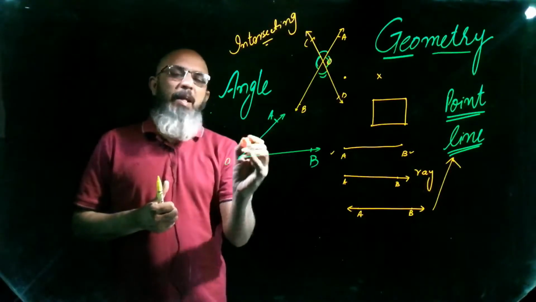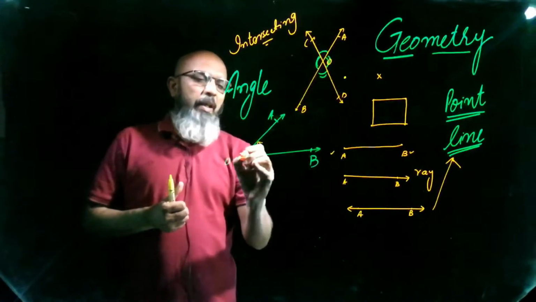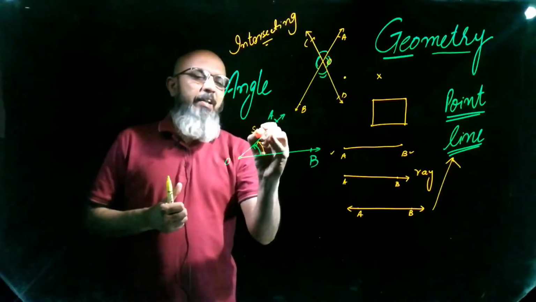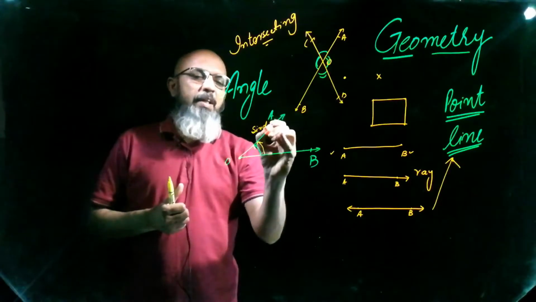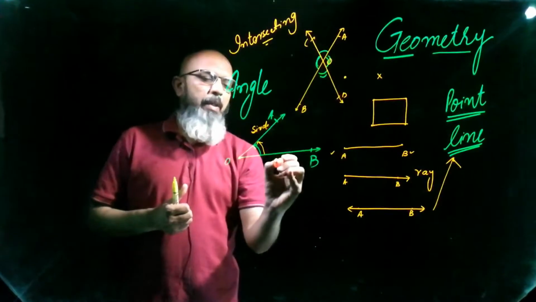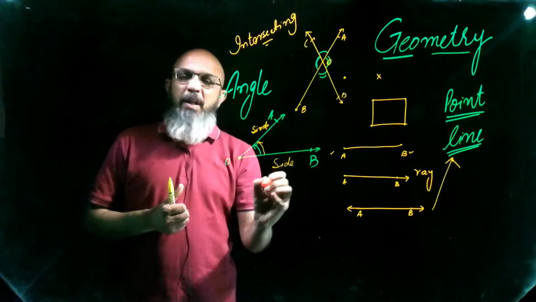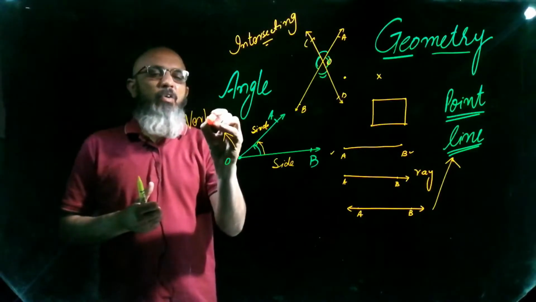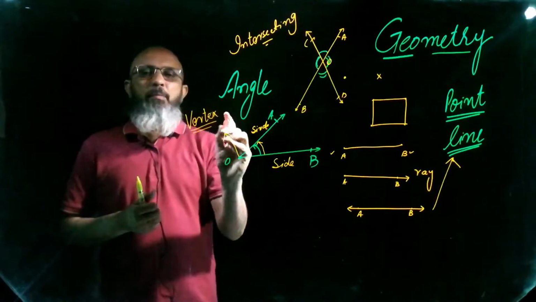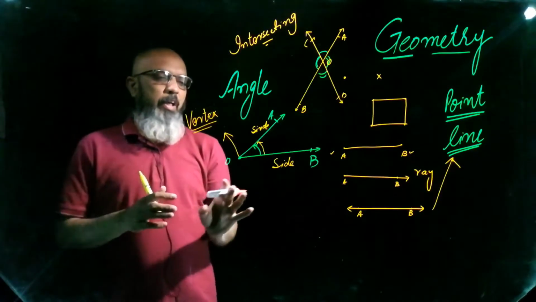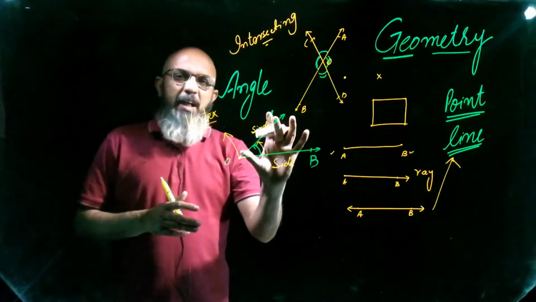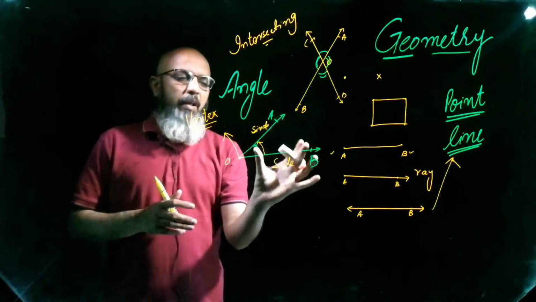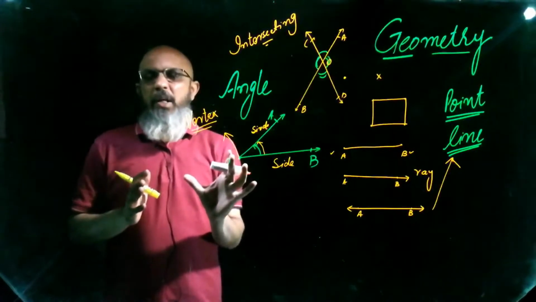OA and OB are called sides. OA is a side, and OB is a side of an angle. And what is this common point called? That common point is called the vertex. OA and OB are the sides of an angle.